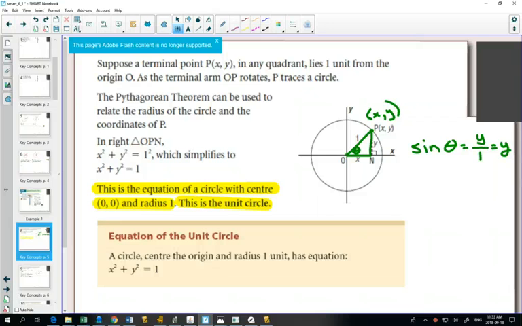Okay? Two, if I do cos of theta, adjacent over hypotenuse, which would be x over 1, which is just x. And if I did tan of theta, it would be opposite over adjacent, which would be y over x.